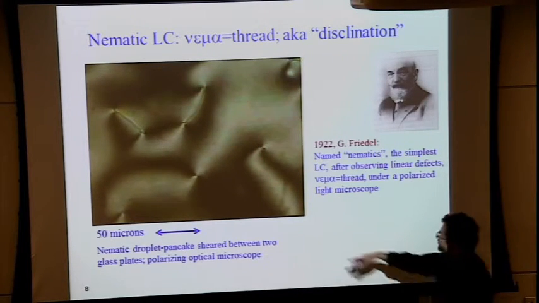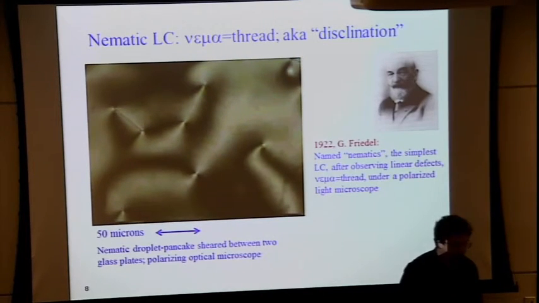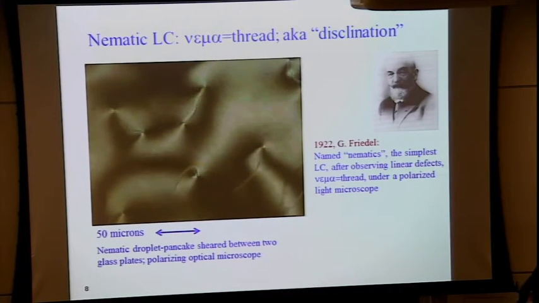So nema comes from the threads, and these threads are nothing else but the orientational analogs of dislocations. You know, dislocations, linear defects in metals and other crystals. So this is the orientational analog of a dislocation, and the modern term for it is disclination. Yes?